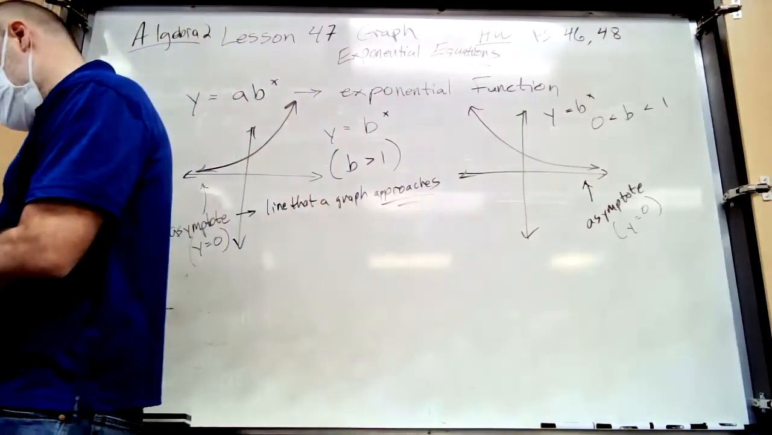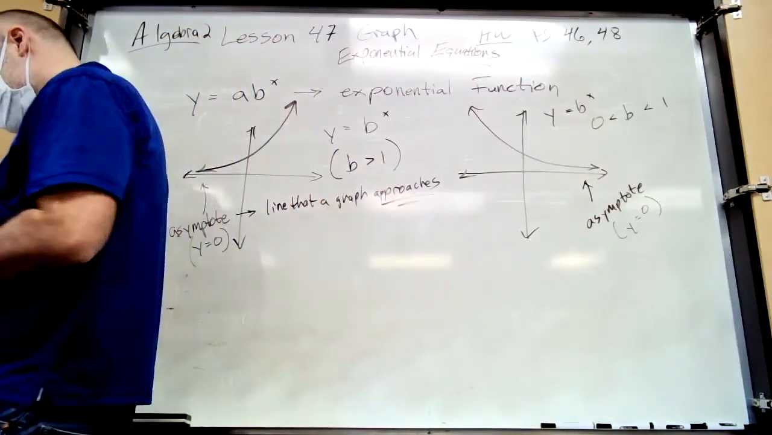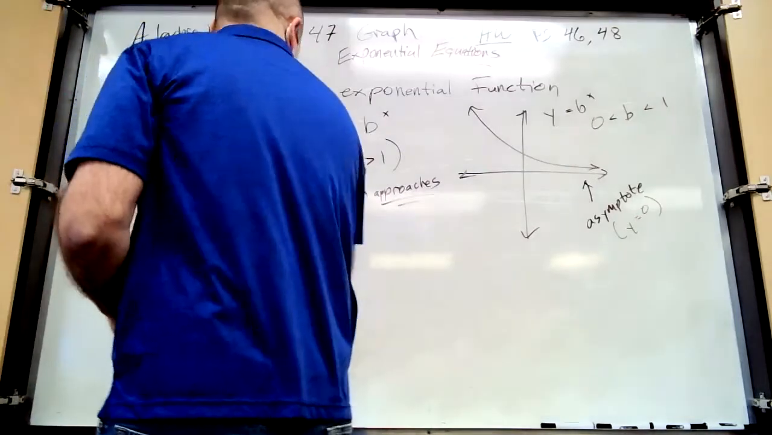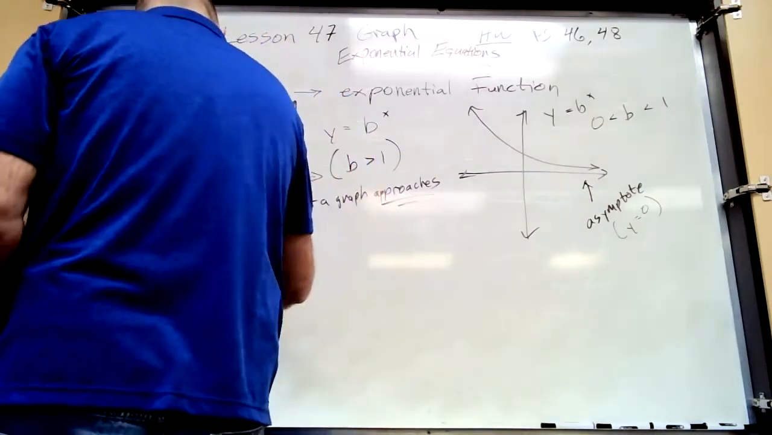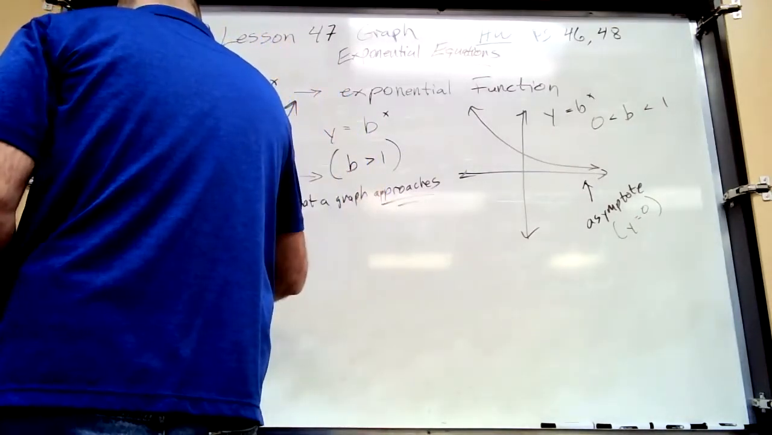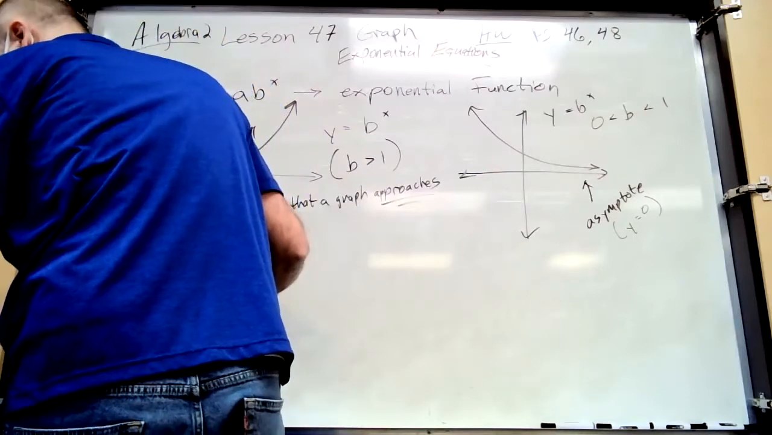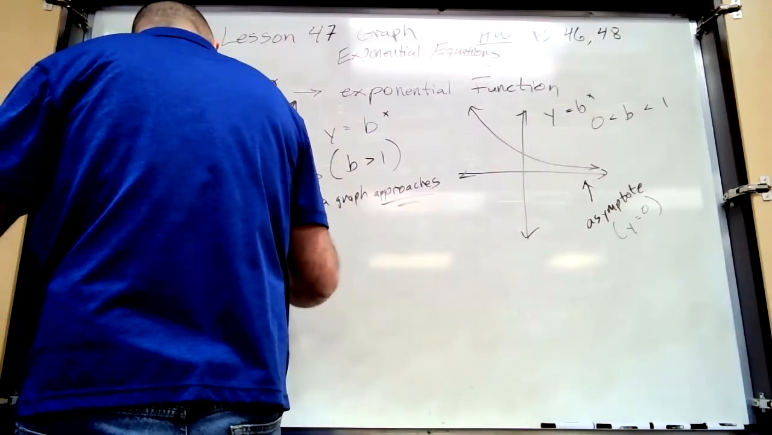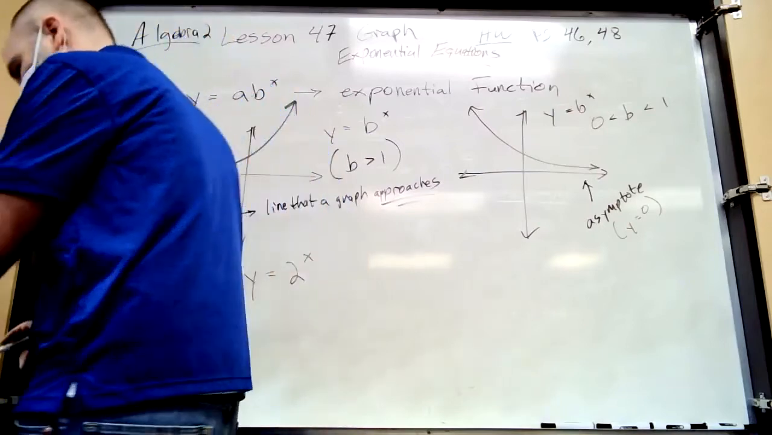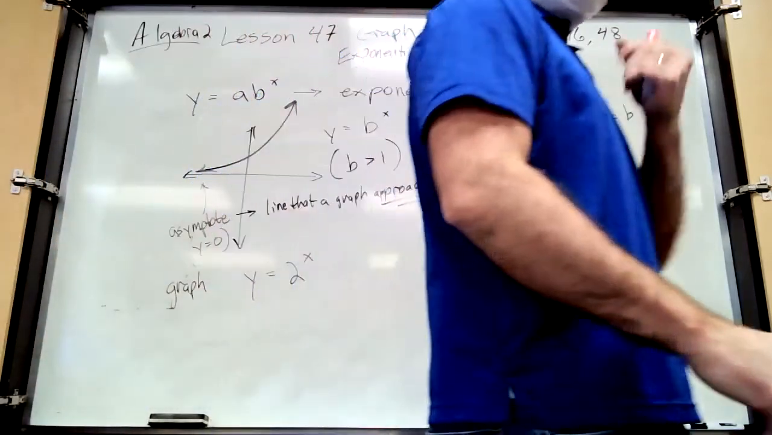We should test this theory. Okay, so here's what we're going to do. We're going to graph this function. Graph y equals 2 to the x. So this is how you graph this function.